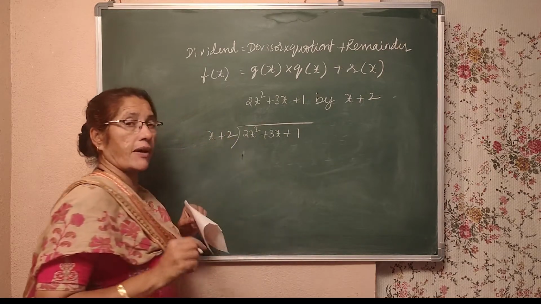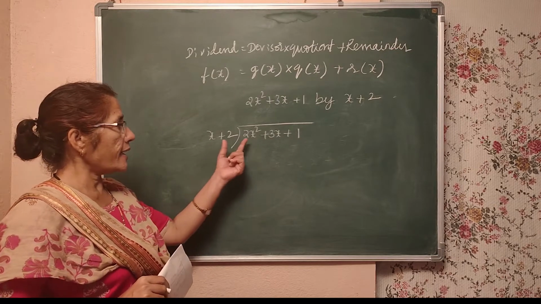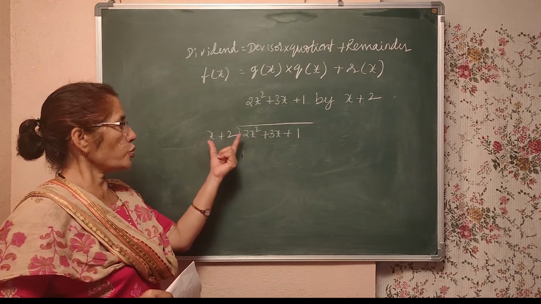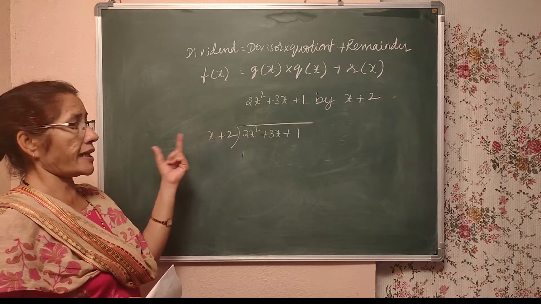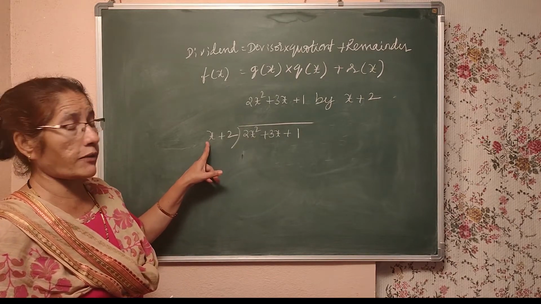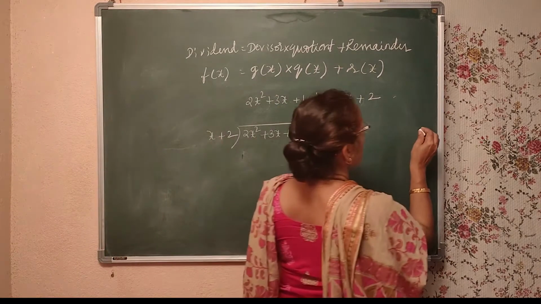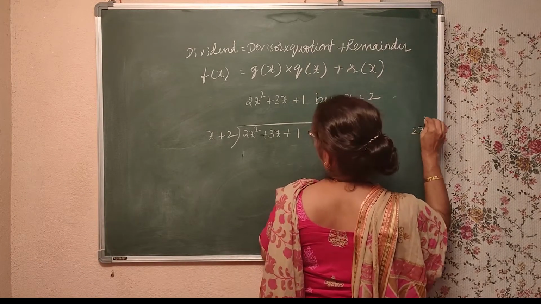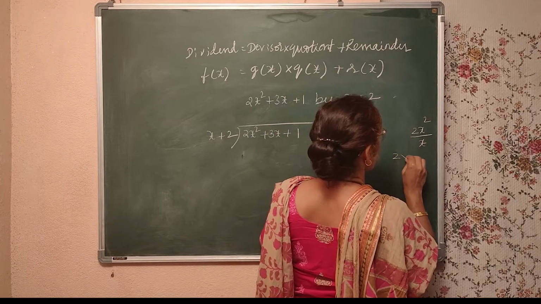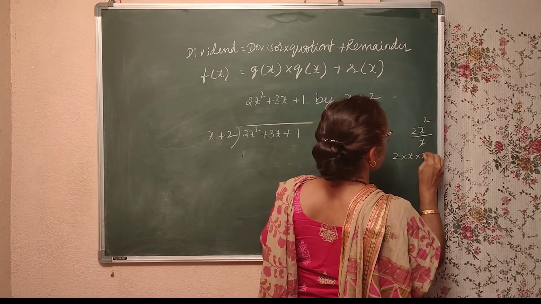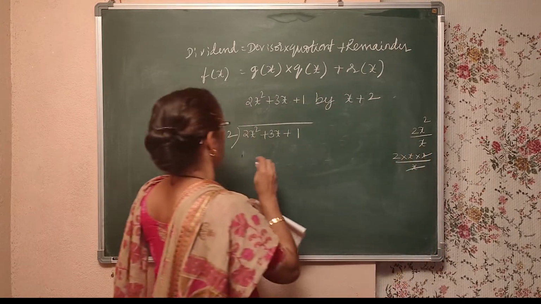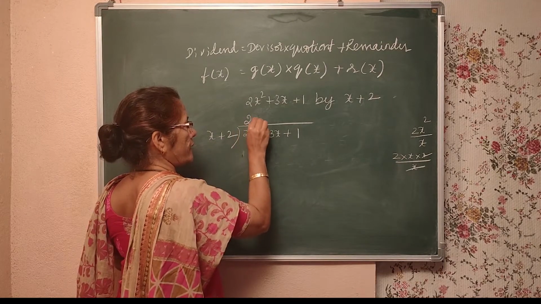Now, the very important thing you have to do is to see the first term of this and the first term of this. 2x square divided by x. It is enough if you see only that much. What is 2x square divided by x? If you don't understand, work it out on the side. 2x square divided by x is equal to 2 into x into x divided by x. One x gets cancelled. So what remains? 2x. That 2x you write down here.